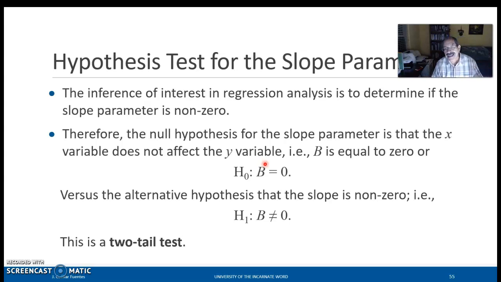And we test that versus the alternative hypothesis that the slope parameter is not 0. In other words, x affects y. And this is a two-tailed test.